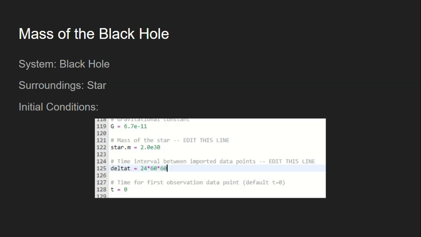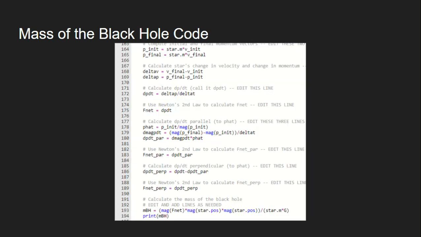For part 1 of my lab, my system was a black hole, my surroundings was a star, and my initial conditions are shown here. For the code, I found the initial and final momentum vectors, the star's change in velocity and momentum, and Fnet and its components. This information is used to find the mass of the black hole when calculating Fnet perpendicular.